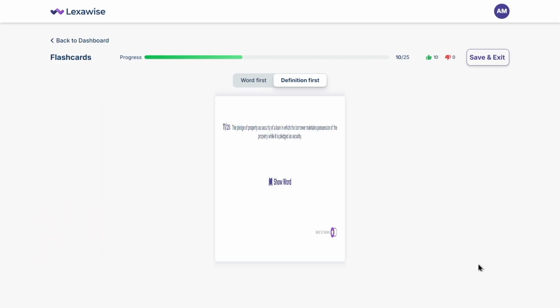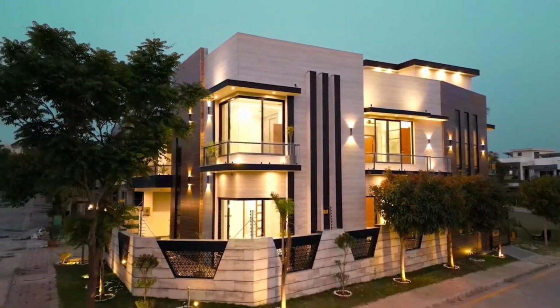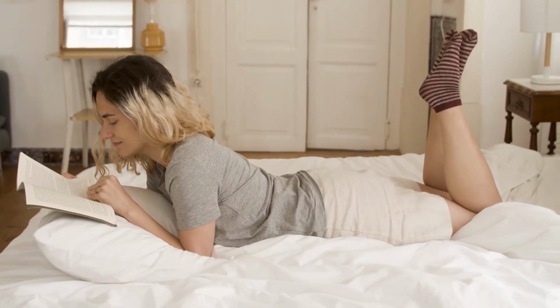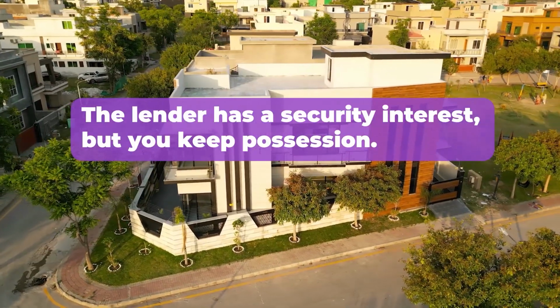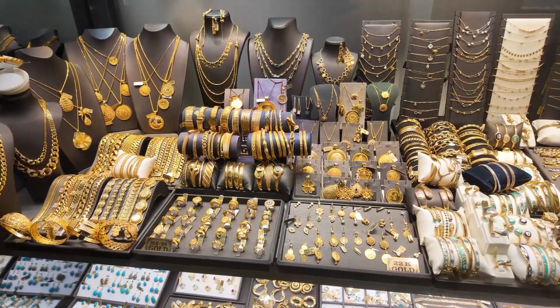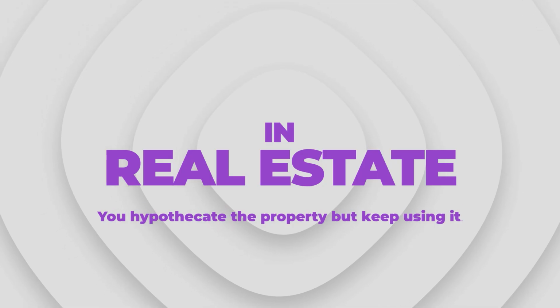The term is hypothecation. You use your house as collateral for your mortgage, but you still live in it. That's hypothecation. The lender has a security interest, but you keep possession. This is different from pledging jewelry at a pawn shop where they take possession. In real estate, you hypothecate the property, but keep using it.